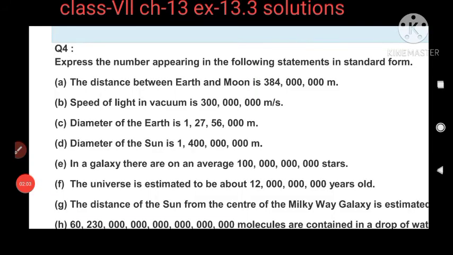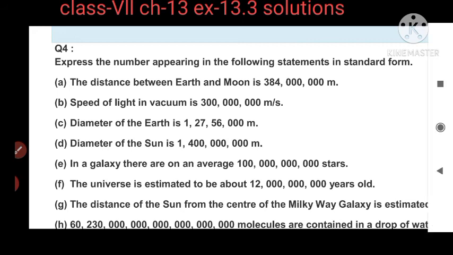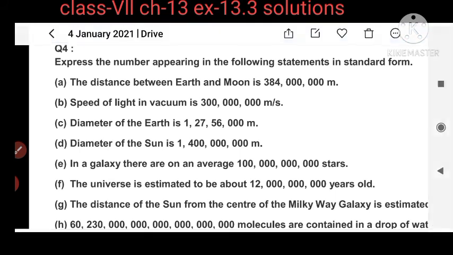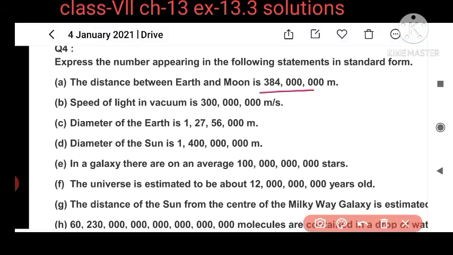Now question number 4: express the number appearing in the following statement in standard form. Wherever you see a number appearing here, you have to convert it to standard form. So first one, A, is given: the distance between earth and moon. The distance between earth and moon is 38400000 meter, isn't it? So we have to write this in standard form, just like question number 3.